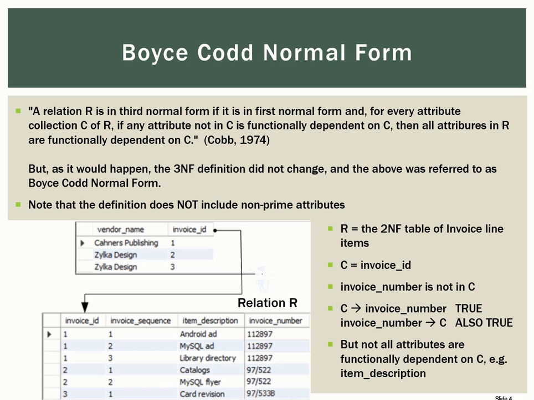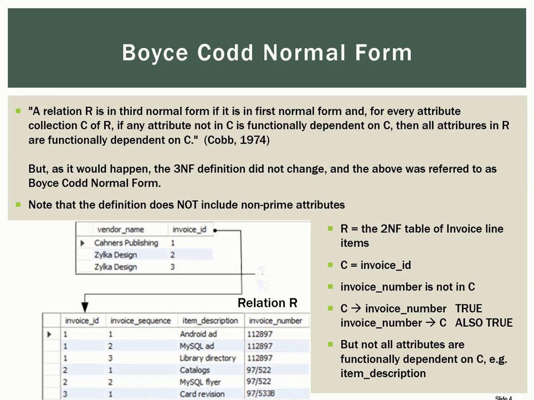So this is the actual definition of Boyce Codd as written in 1974. And it says a relation R, or a table R, is in third normal form if it is in first normal form, and for every attribute collection C of R, which is a subset of the fields, if any attribute not in C is functionally dependent on C, then all attributes in R are functionally dependent on C. Now, that's a hard definition to wrap your head around. We will try to work it through.